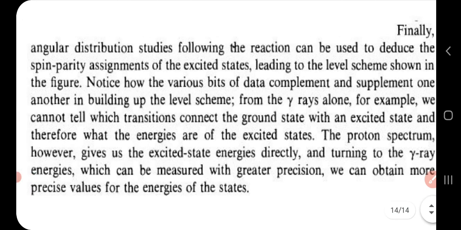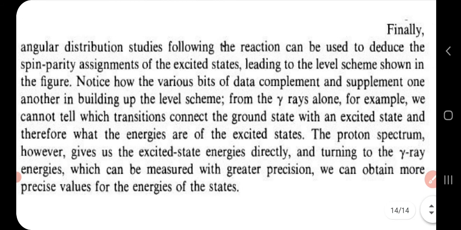Then in some cases we cannot tell which transition connects the ground state with the excited state, and therefore what the energy of the excited state is. That means we cannot predict the energy of the excited state in some cases. In the proton spectrum it actually gives the excited state energy directly. However, when we come to gamma energies, those can be measured with great precision. We can obtain more precise values for the energies of the state.